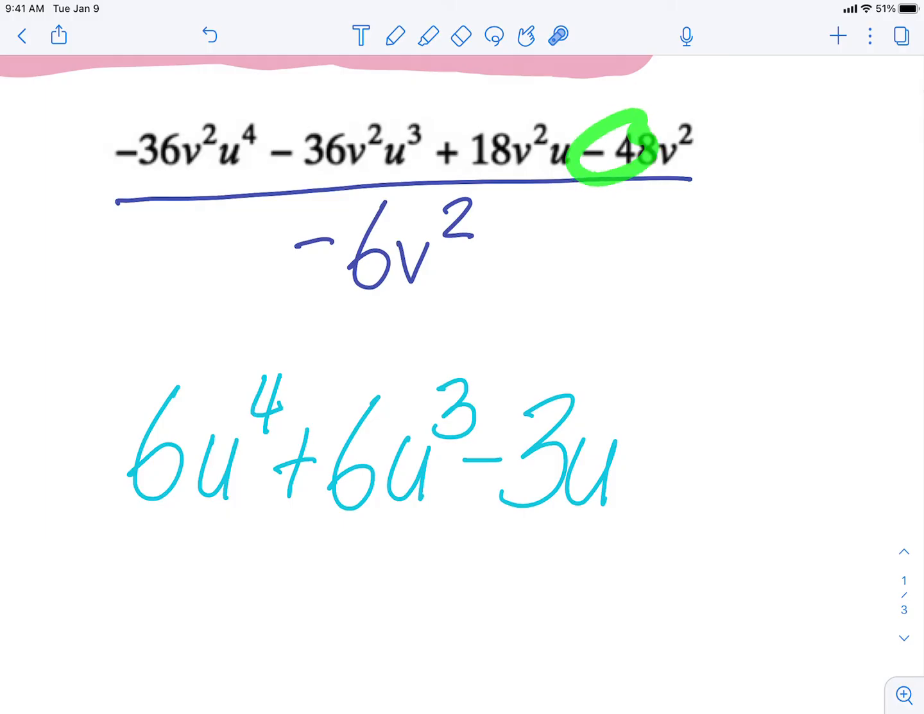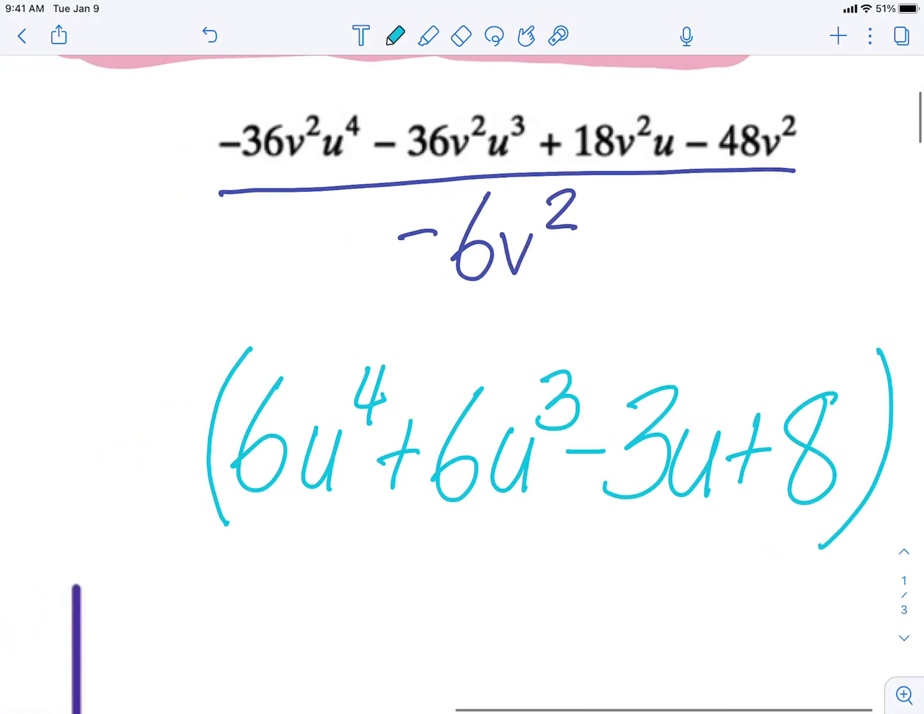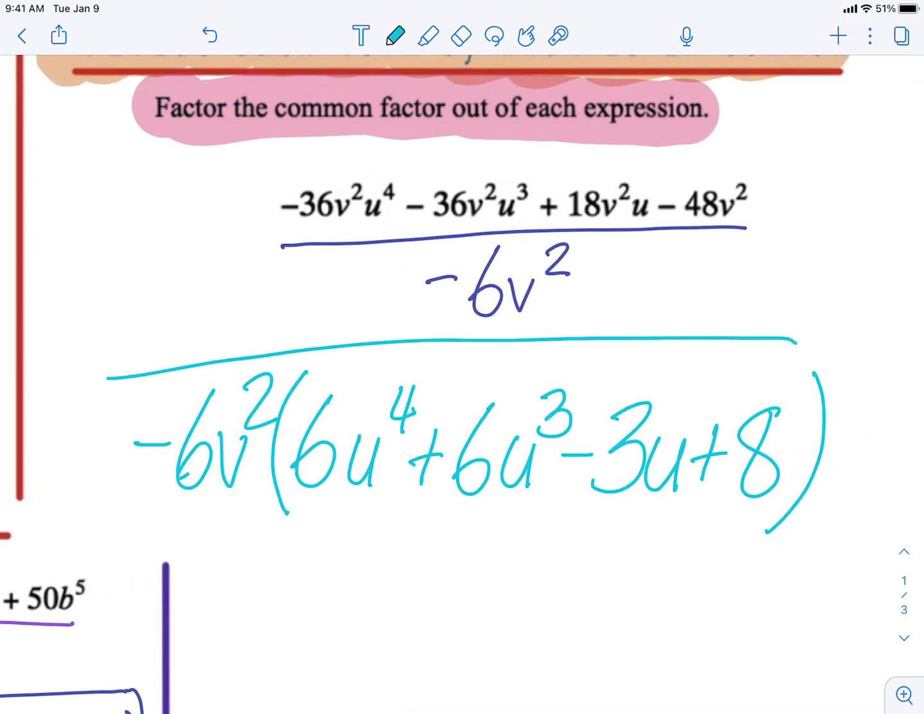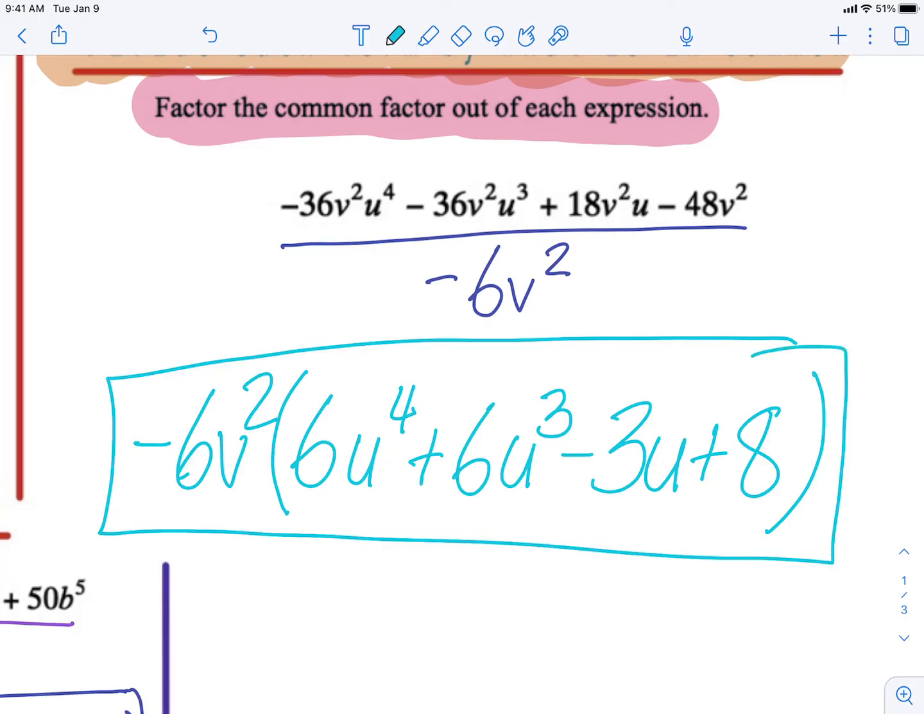And negative 48 divided by negative 6. Negative divided by negative is a positive. 48 divided by 6 is 8. Positive 8. V to the power of 2, V to the power of 2. 2 minus 2 is 0, no more V's. And I'm going to draw parentheses around this whole thing, and in front, I write negative 6V squared. And that right there, kiddos, is our solution.